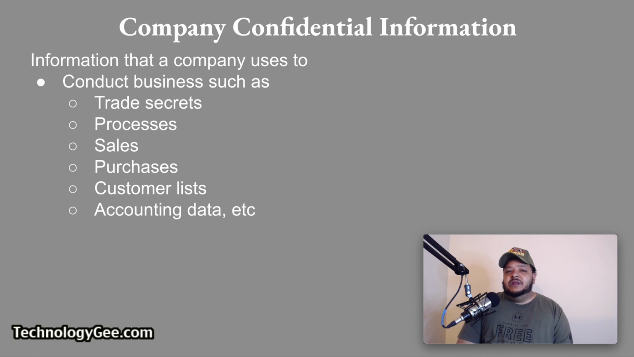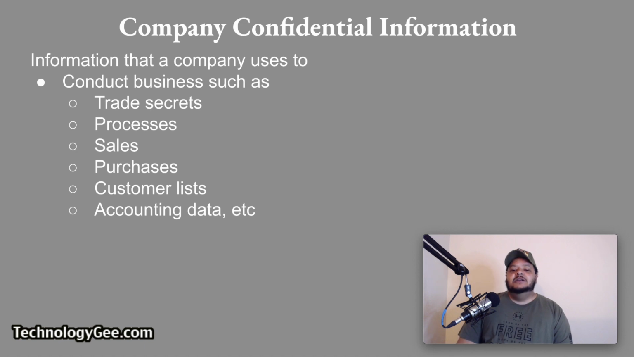And finally, company confidential information. So company confidential information is information that a company uses to conduct its business, such as trade secrets, processes, sales, purchases, customer lists, accounting data, etc.